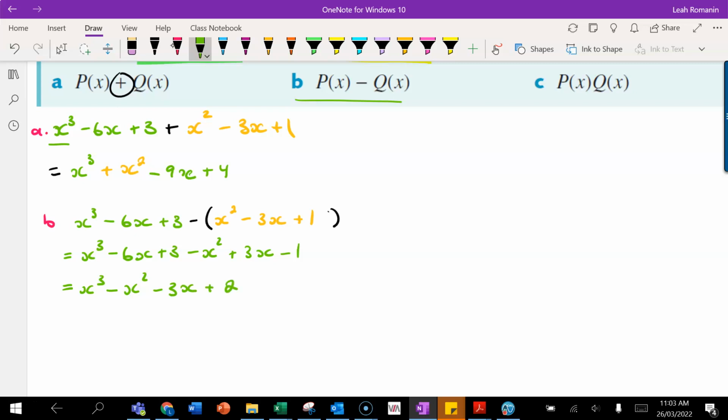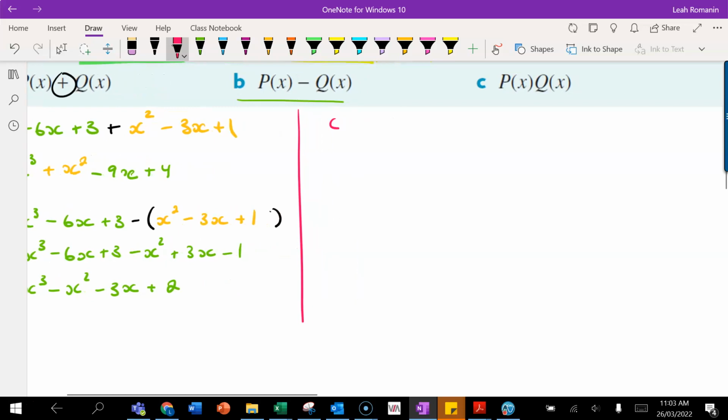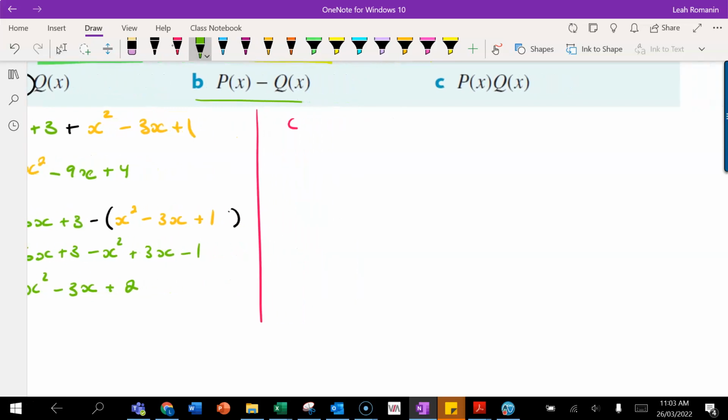Now, had I not put these brackets in, I would have only had this negative x squared, and then the rest would have been a negative 3x and plus 1. So it is important to put it inside the brackets. Okay, now last but not least, we're multiplying with our part C, our p of x and q of x.